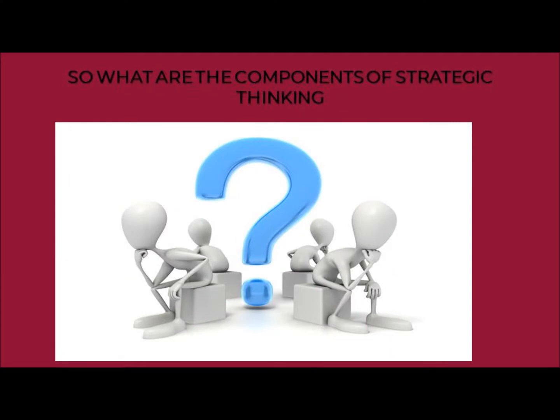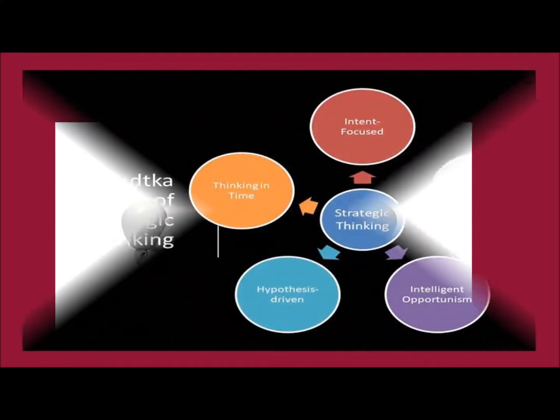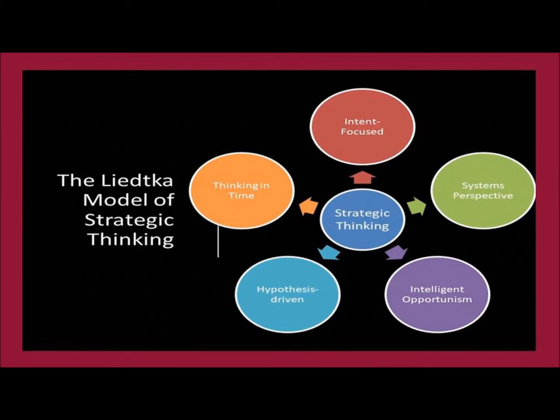Further on, we need to understand what the components of strategic thinking are. According to Lietka, strategic thinking has 5 main components. These components are important to us because they help us to understand the organization better. First of all, the first component is that strategic thinking is intent focused. This means that the organization is concerned with shaping and reshaping the intent of the organization.